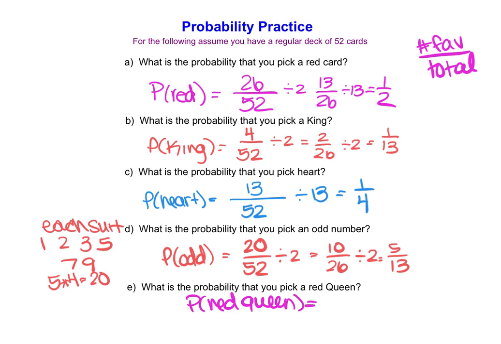Well, in a deck of cards, I know that I have 4 total queens, 1 in each suit, but only 2 of them are red, the Queen of Diamonds and the Queen of Hearts. So we have 2 out of 52. That's our favorable over our total. We divide each by 2, and we end up with 1 over 26.